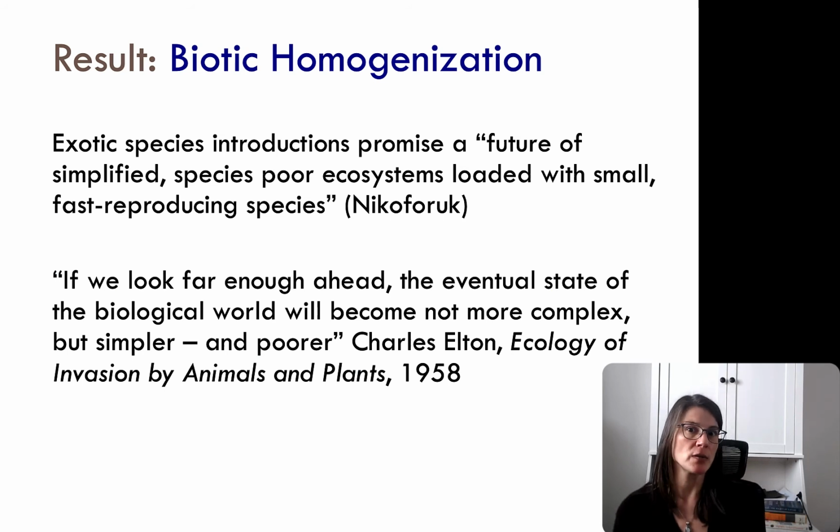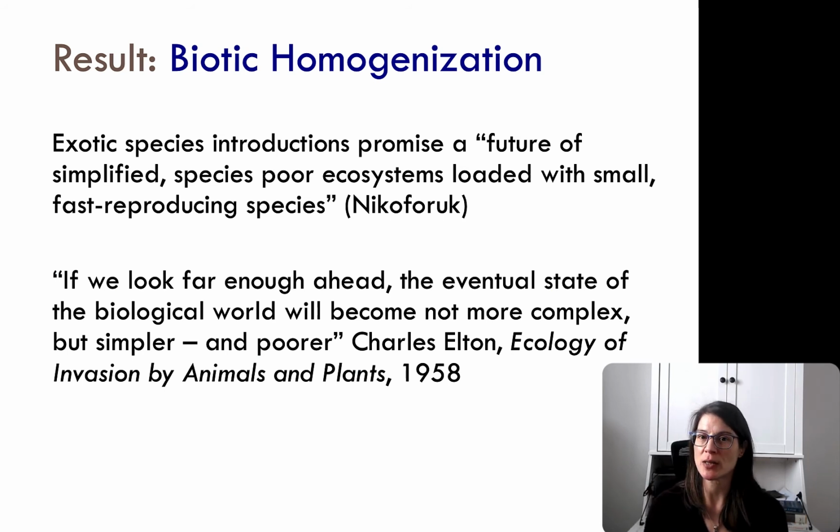But the result, for now, is biotic homogenization, the McDonaldization of nature, according to Nicophorus, in which exotic species introduced promise a future of simplified species-poor ecosystems, loaded with small, fast-reproducing species, and humans. And to quote Charles Elton, the scientist I mentioned earlier, if we look far enough ahead, the eventual state of the biological world will become not more complex, but simpler and poorer. And he said that in 1958, before anyone was really paying attention.